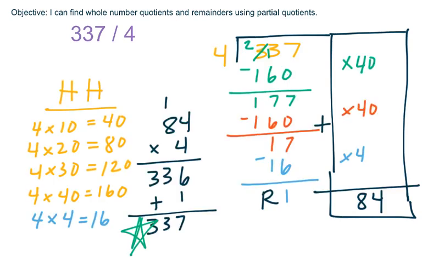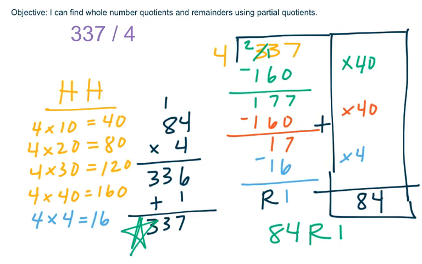Alright, looking at my work here, I came up with a quotient of 84 with a remainder of 1. And just a quick rundown of how I got that. I listed my heavy hitters over here. I decided not to go times 100 because the lowest one I could get, 4 times 100, would give me a number already greater than my dividend, so I just didn't even bother doing that.